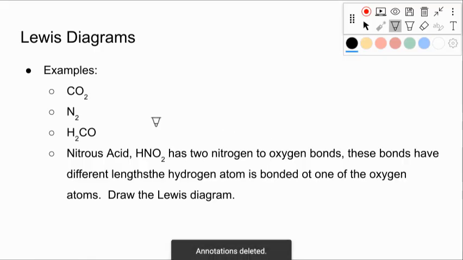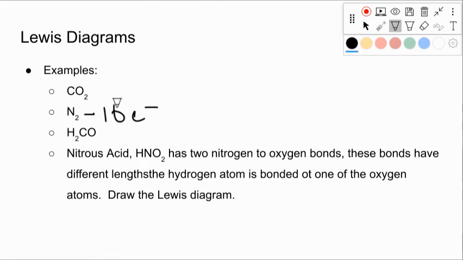So now let's do N2. So each nitrogen has 5 valence electrons, so there's a total of 10 electrons that I need to do something with. And so since there's only 2 elements, all they can do is bond with each other. Nitrogen has 5 valence electrons, so I have 2, 3, 4, 5, and then 2, 3, 4, 5. And so I've used my 10 electrons.